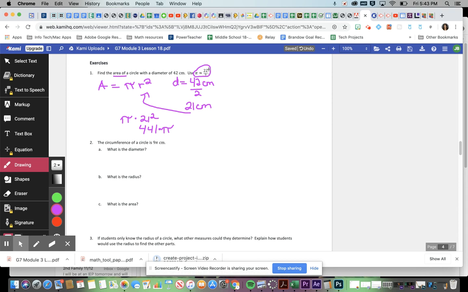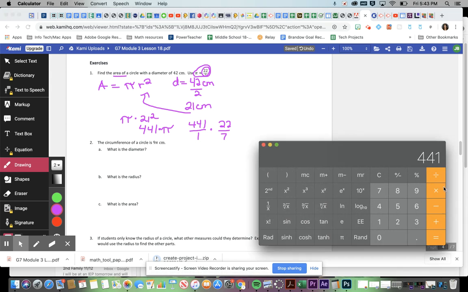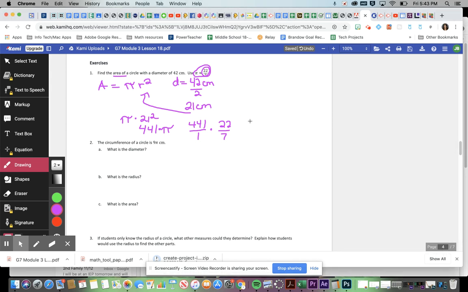which in this case they told us to use 22/7. So 441 all over 1. That would be fraction form times 22/7. So let's do 441 times 22, which is 9,702. All over 1 times 7 is 7.